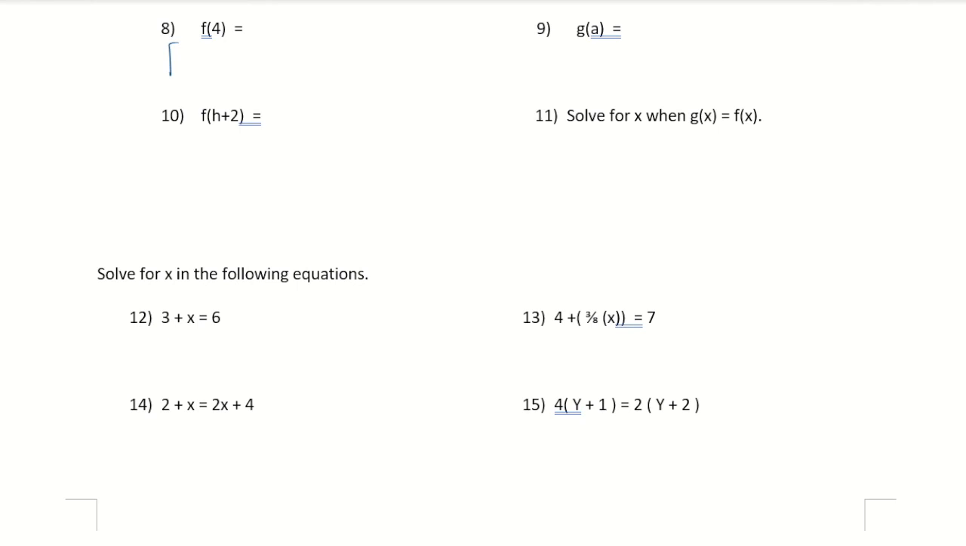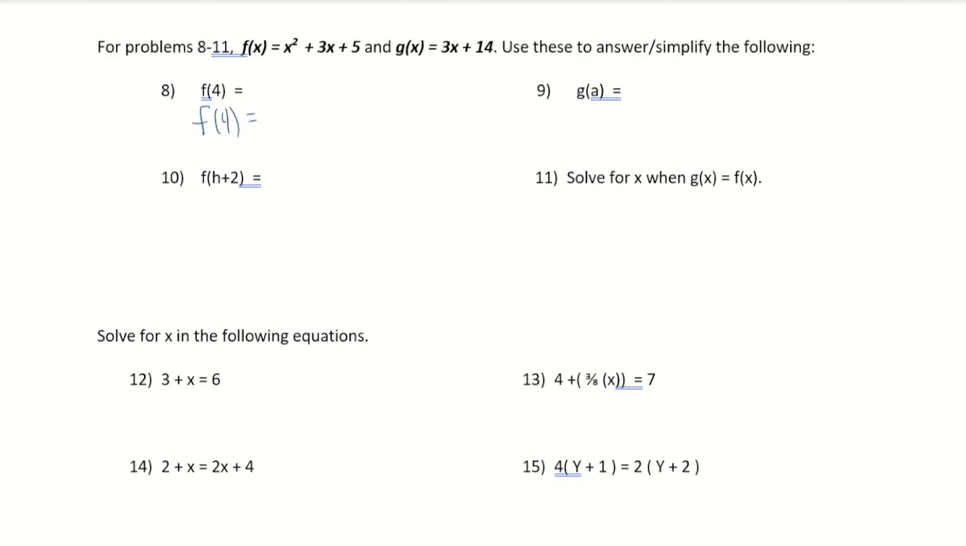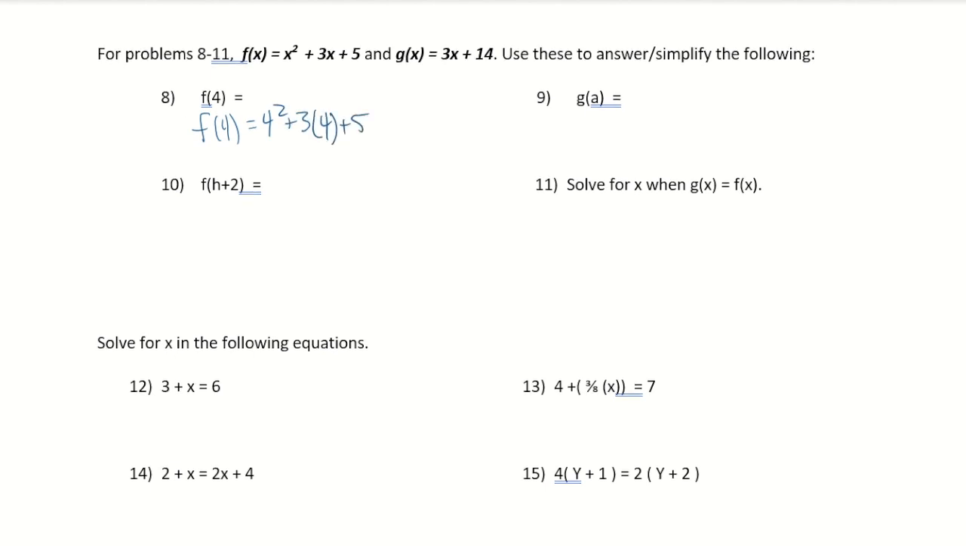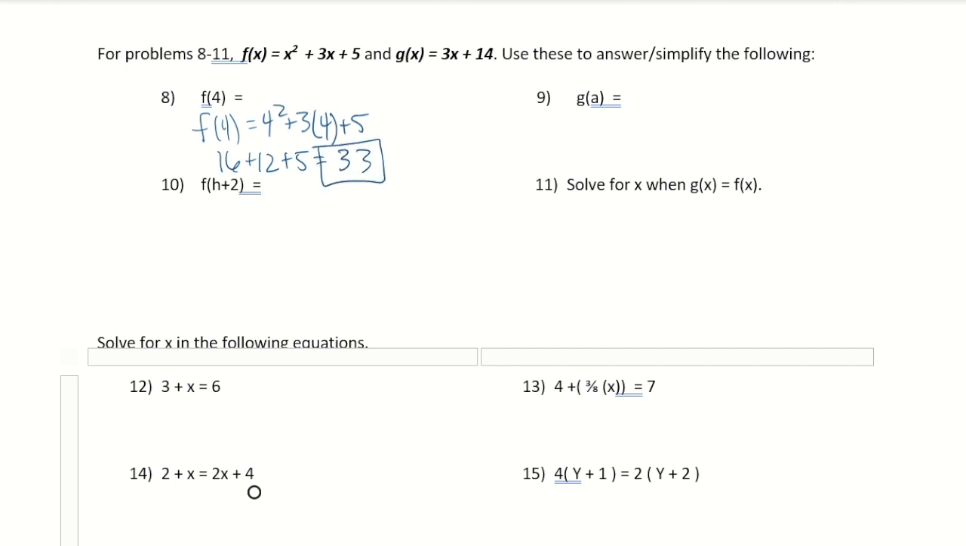Now we're looking at composition of functions. So we know what f of x is, so we can just know what f of 4 is by plugging 4 in for x. So f of 4 equals 4 squared plus 3 times 4 plus 5. And then we're going to get 16 plus 12 plus 5 equals 33.